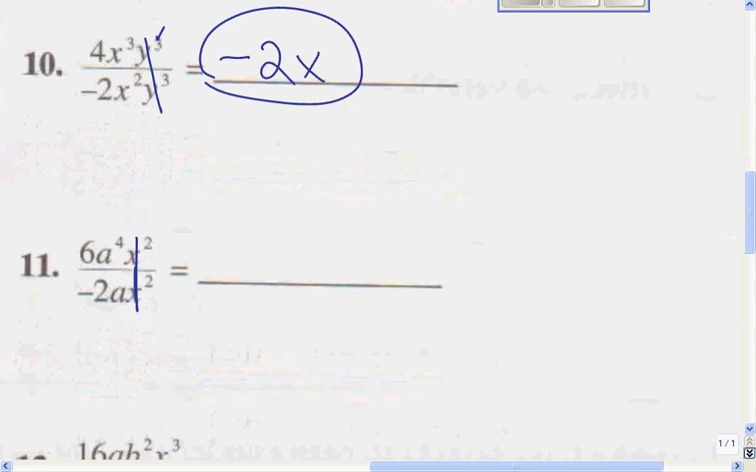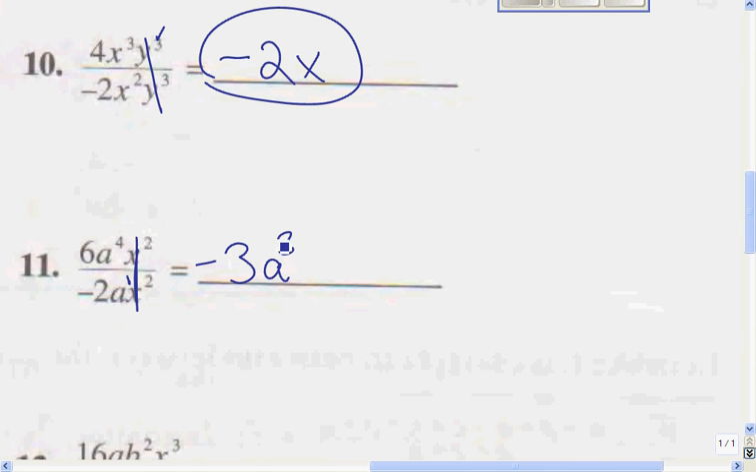I could just cancel out the x squared. And then I ask myself, what times 2 equals 6? Well, 3. My signs are different, so I know it's negative. a to the fourth minus a to the first equals a to the third, right? 4 minus 1 is 3, so that's why it's a to the third. And then we already said these cancel out, so that's my answer.